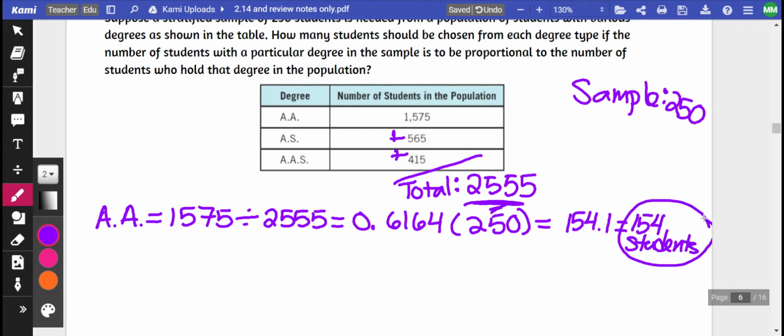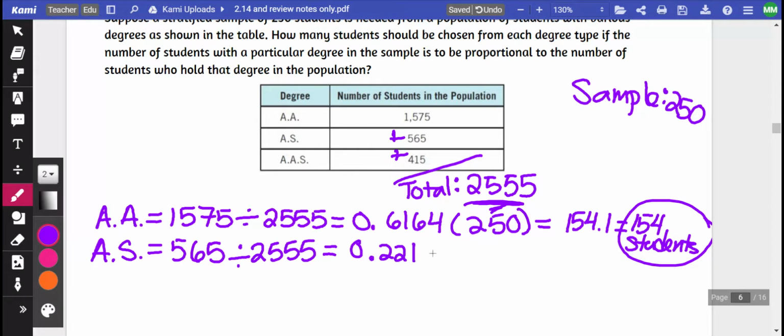Okay, I'm going to do that same idea. I'm going to next do AS, which is probably the Associates of Science. So I'm going to take 565 out of the 2,555. Now we would expect this one to be a smaller sample because it's much less than the first one. So for this one, we get 0.221, and I'm going to take that times 250. And I get 55.2, and that would be closest to 55 students.